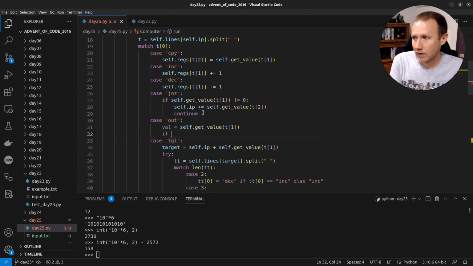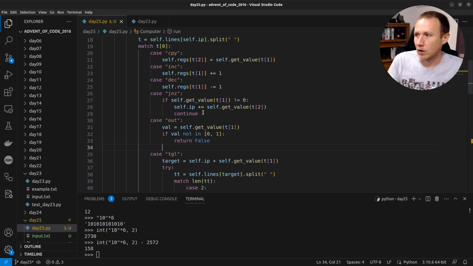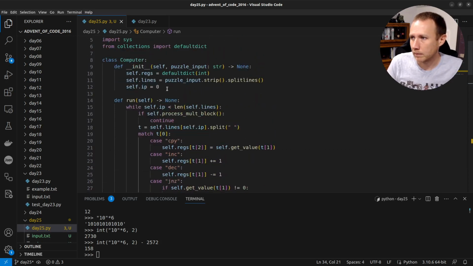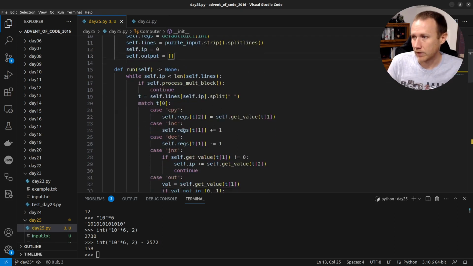So we can say if val not in 0, 1. Now, I think we know from our analysis that that's never going to happen, but let's just pretend we don't know that, because we wouldn't know that if we were solving this way. And then we can also come up here and do self.output equals that. We're going to keep a list of the output.